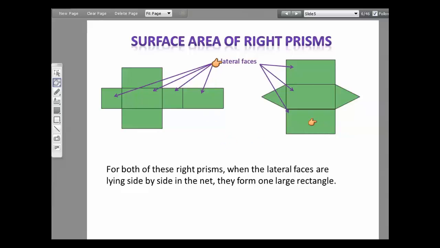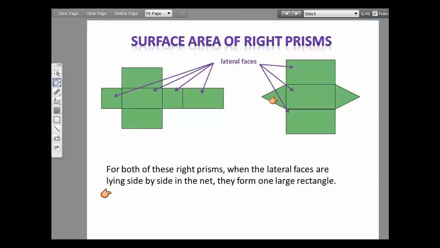And notice I've labeled lateral faces and I've got arrows pointing to the lateral faces. The two that aren't included are the bases. That's why it's a rectangular prism, because the bases are rectangles. And over here I've got triangles, which are the bases of my triangular prism, and notice they're not included as lateral faces.